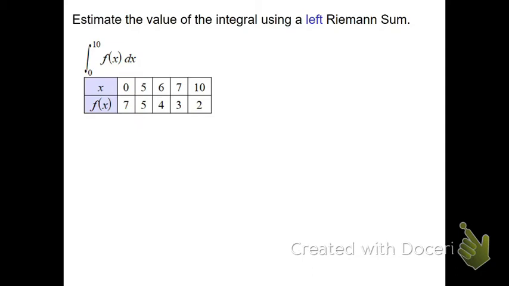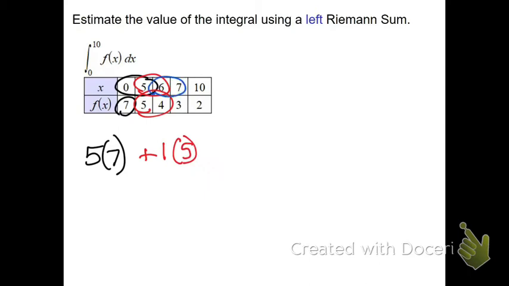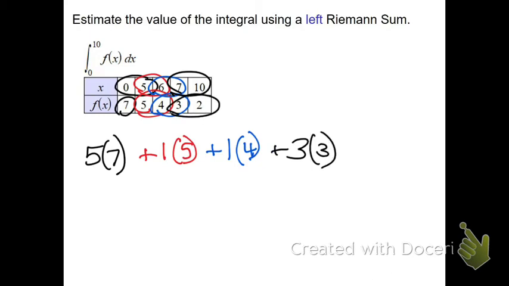High speed, here we go, Riemann sums. If it's a left Riemann sum, we use the numbers on the left, and we won't end up using this 2. Make sure you show your work. A left Riemann sum would be: subtract to get 5, use the number on the left, 7. Subtract, you get 1, use the number on the left, 5. Subtract, I get 1, using the number on the left, 4. And subtract, and I get 3, use the number on the left, 3. Multiply and add it up.